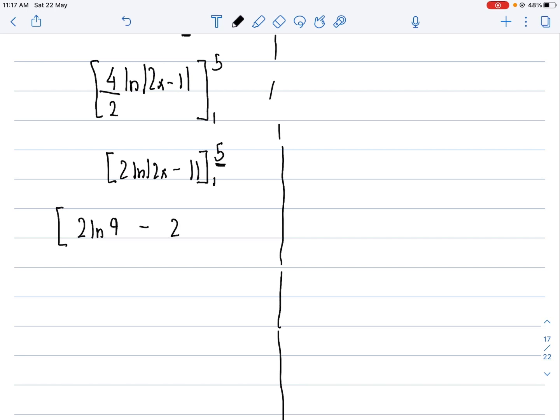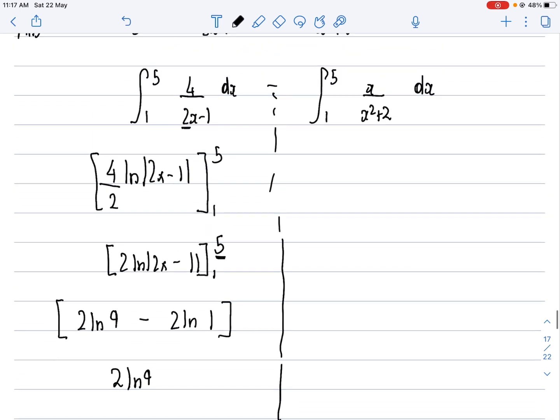Minus 2 ln, I can do again 2 into 1, which is 2. 2 minus 1 is ln 1. So I'll basically just get 2 ln 9 because I know ln 1 is 0. Now for this, how do you integrate something like this? I can't use partial fractions, I can't use by parts. So the only thing I'm left with is integration by substitution.